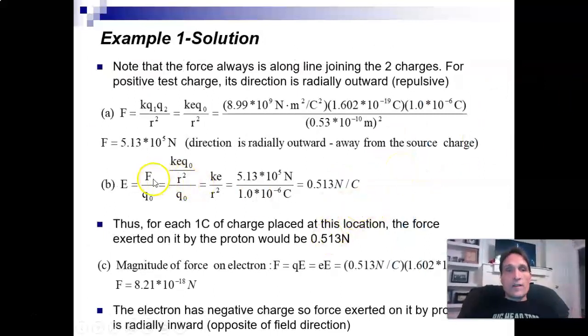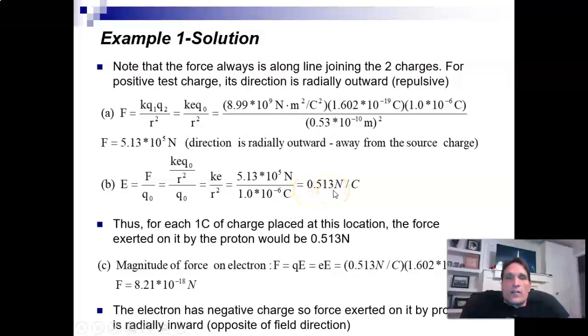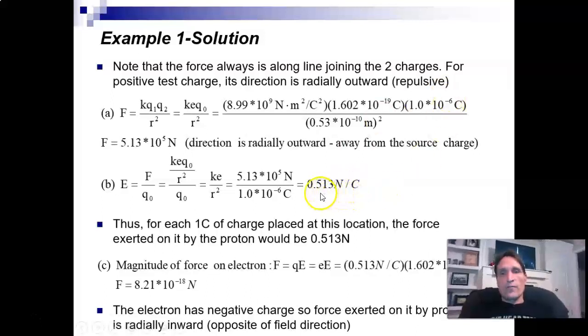Now the electric field is the force divided by the charge, Q0, and we're dividing by the charge, 1.0 times 10 to the negative 6 coulombs. And what that means is that the electric field strength is 0.513 newtons per coulomb. So what that means is that this proton will exert a force of 0.513 newtons on every 1 coulomb of charge placed at this distance from the nucleus.